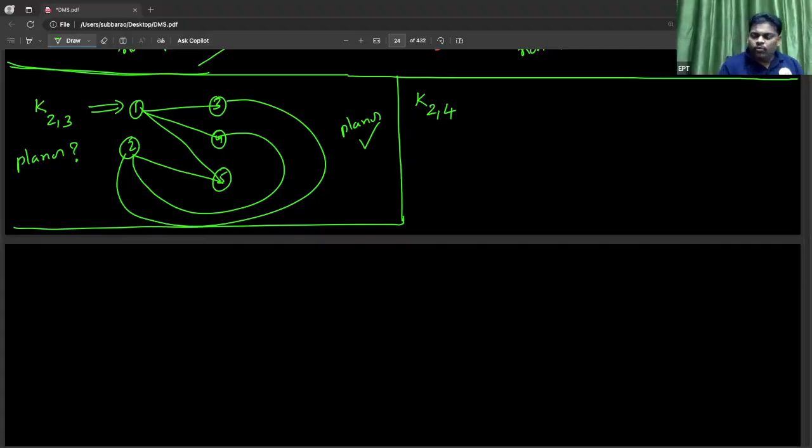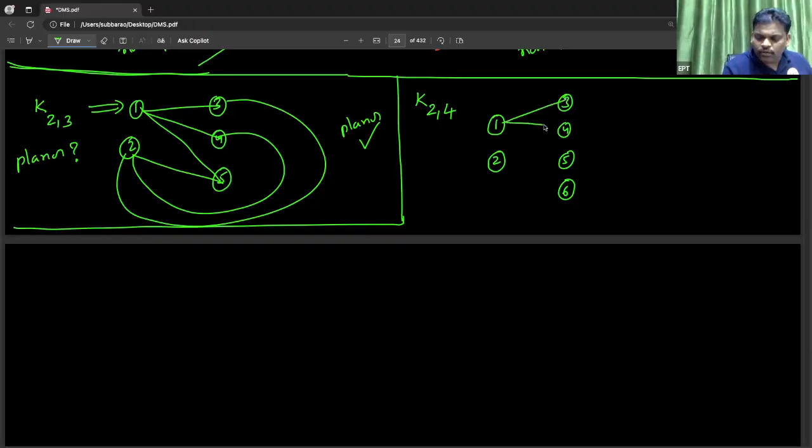Yeah. Now see this one. K2,4. Can you see this one? 1, 2 here. 1, 2 here. 3, 4, 5, and 6. So the first person, you can do all.